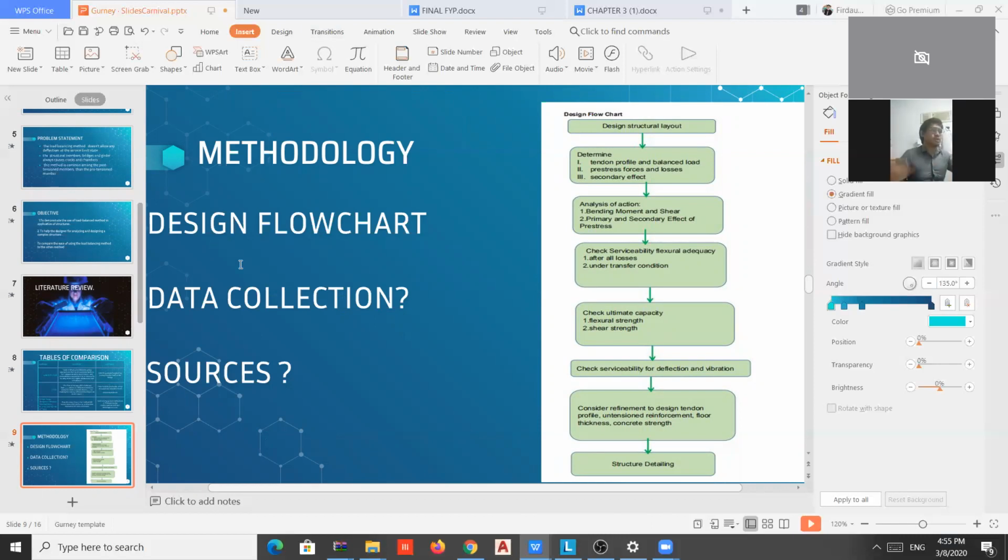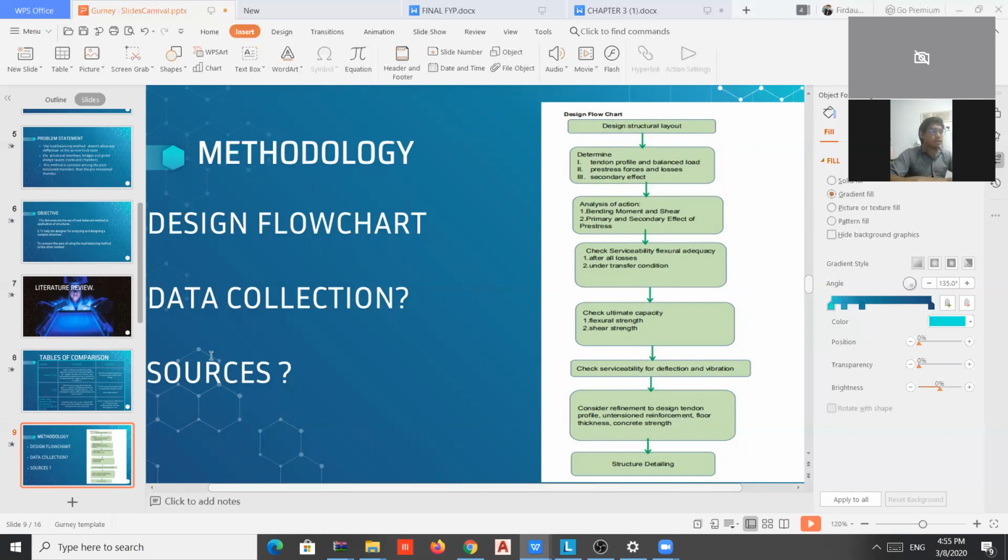The third part for this project is the methodology. We start from the last two, which is data collection and sources. In this part, I will explain how we are able to design the flowchart and use the application of the load balancing method in structures. For the structure, I use the PT slab, and based on the design flowchart, we will be able to design the PT slab from the start until the end of the process.